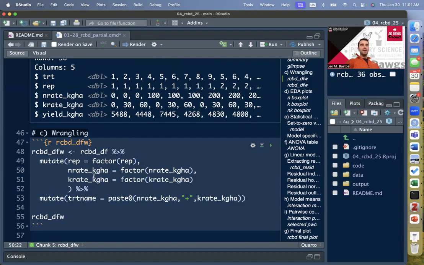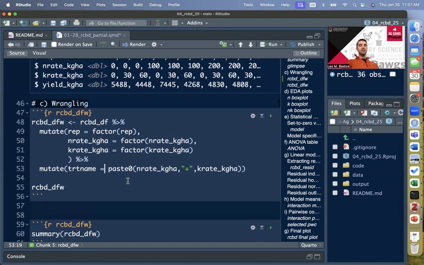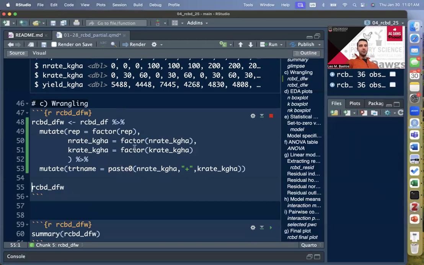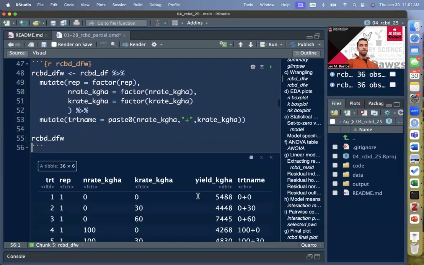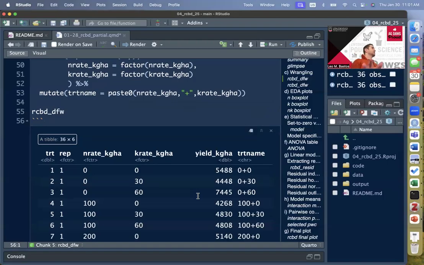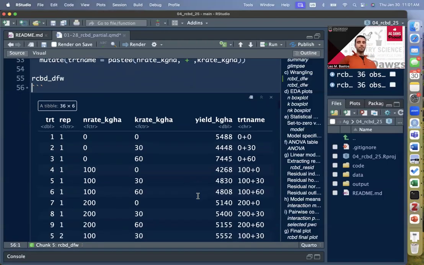And then finally, after that, I have another mutate where I'm creating a column called treatment name. I don't have this column yet, but this is a column that combines nitrogen rate and potassium rate with a plus in between. Whenever we want to do that, we need to use the function paste0. So let's run this chunk here and print it. We still have 36 rows, as you would expect.